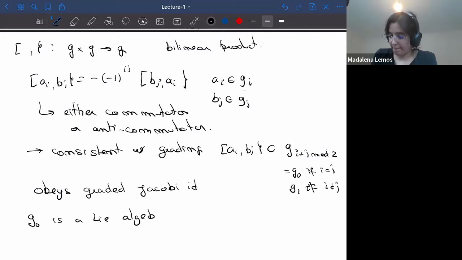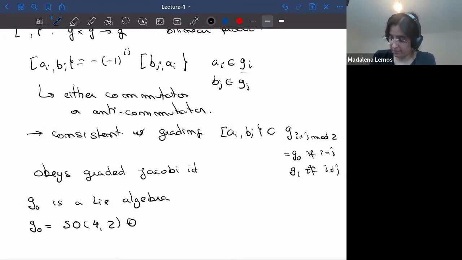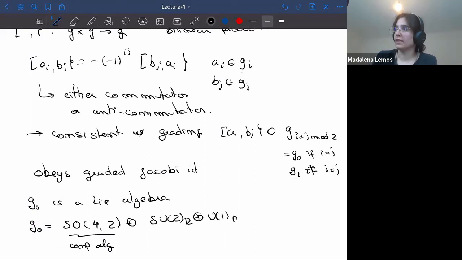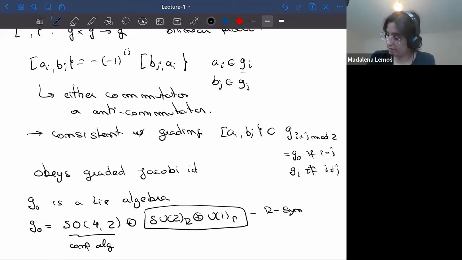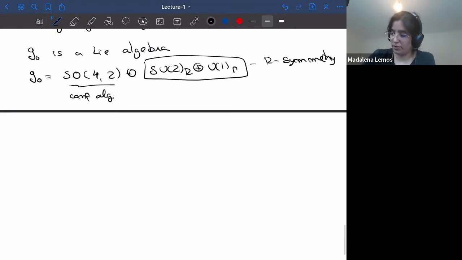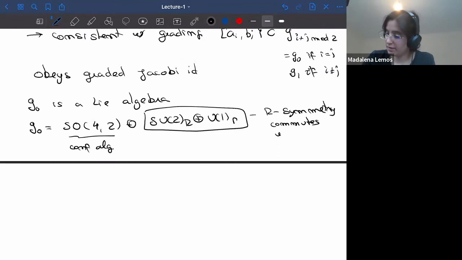And having in mind the particular super algebra I want, so N=2 superconformal symmetry in 4 dimensions, G_0 is the maximal bosonic subalgebra, which is the conformal algebra in 4D. And then there's an R symmetry. So this here is called an R symmetry. So it commutes with the conformal algebra. We will see how it acts on the fermionic generators.